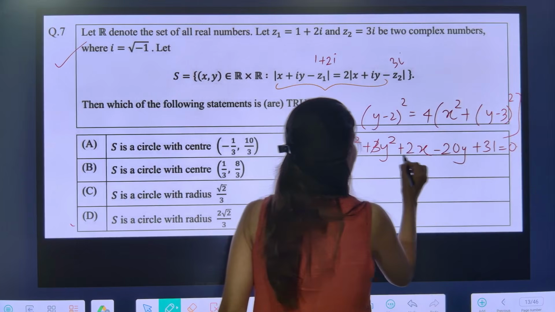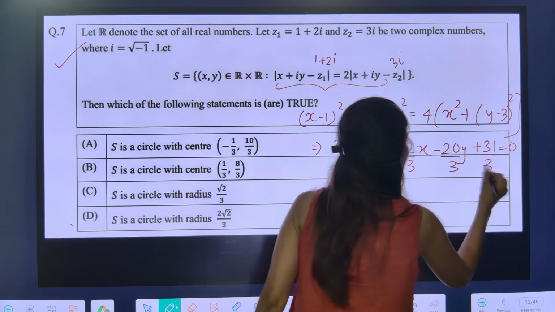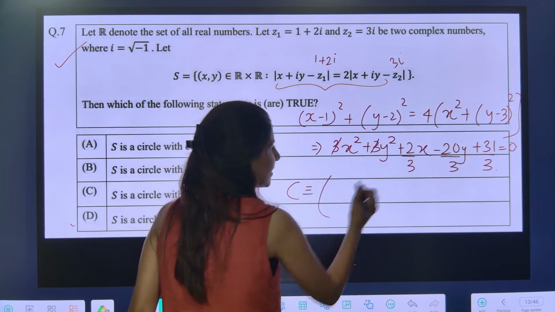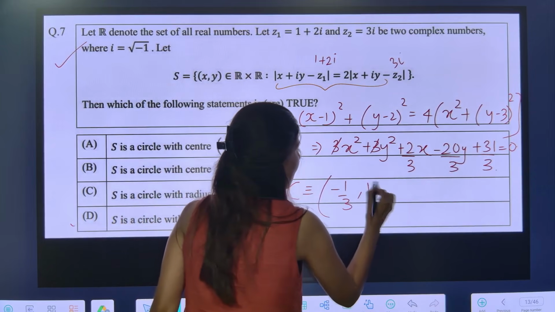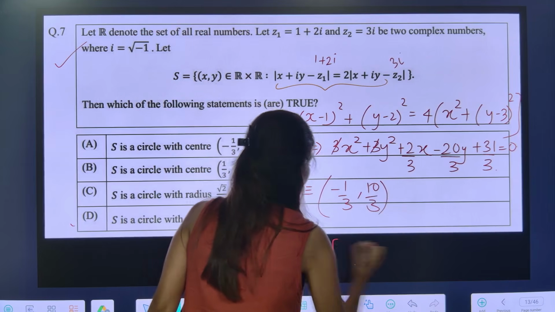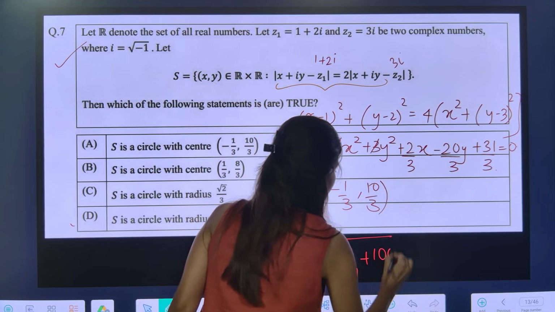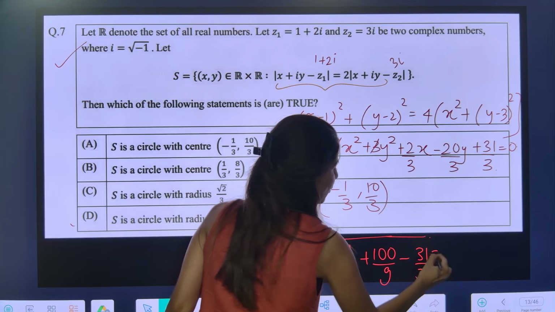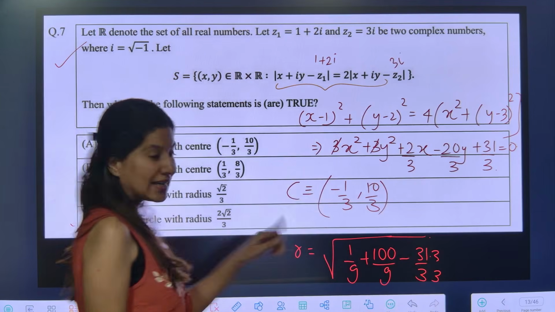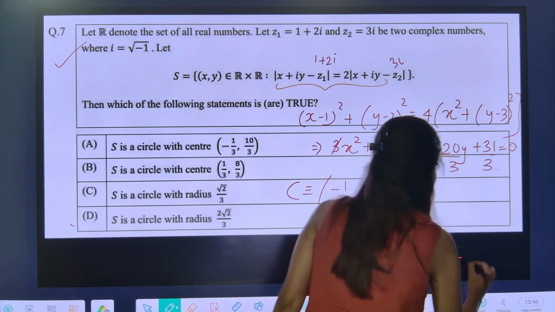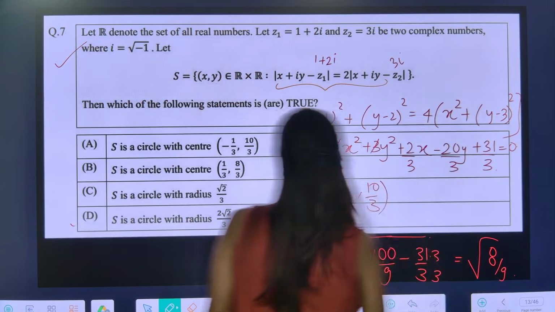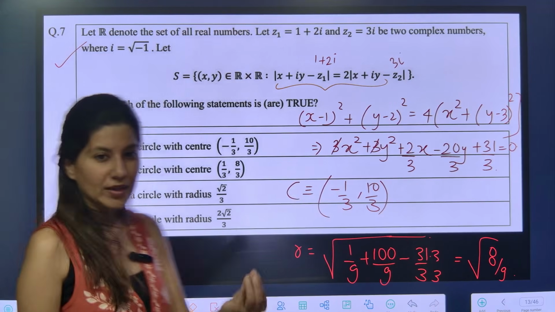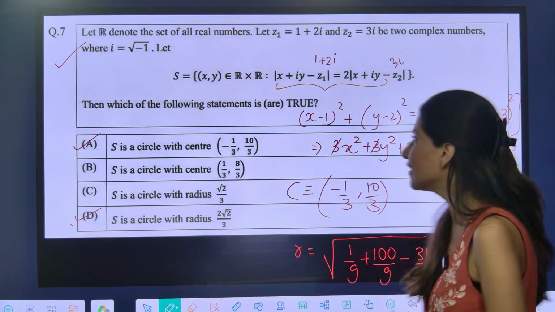Okay, this 3 you can divide, and now the center will be what? Minus g comma minus f. So minus 1 by 3 comma 10 by 3. And the radius will be square root of 1 by 9 plus 100 by 9 minus the constant, so minus 31 by 3. If you multiply 3 by 3, so 101 minus 93, so 8 by 9. Root 8 by 9 is 2 root 2 by 3. So this is the radius and this is the center. Okay, JEE Main level question. Please agree or not, tell me.